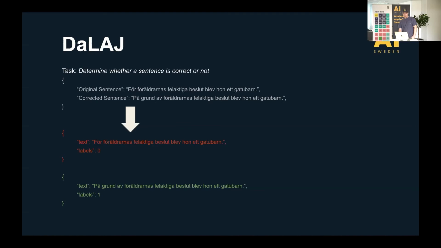And we also have the DALI task, to determine whether a sentence is correct or not. So the original data we got was 2 fields: one original sentence that has the wrong grammar, which we assign to label 0, and the other one is the corrected version, which we assign to label 1. We treat this as a binary classification problem and just train on it.